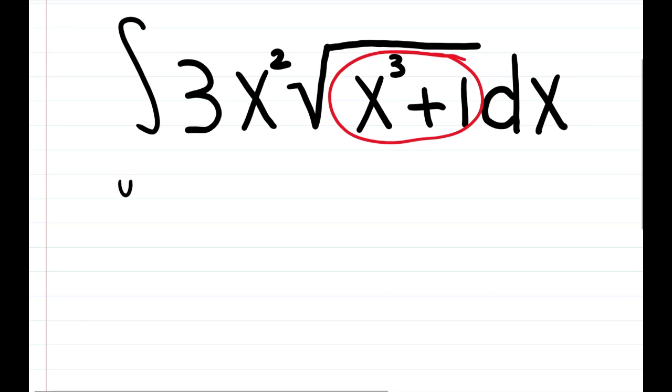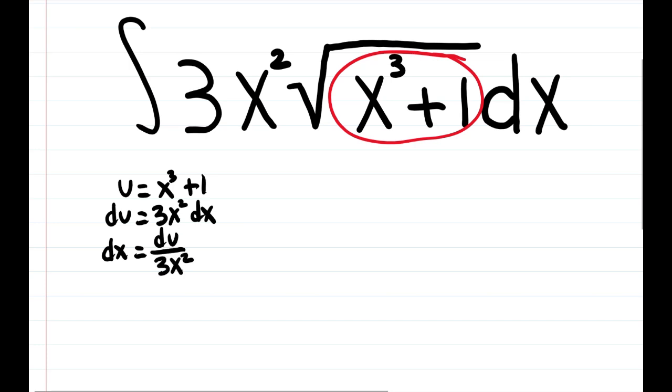So u is equal to x cubed plus 1. Next, let's find the derivative of u. So du is equal to 3x squared dx. And the next step is to solve for dx so we can plug it back in to our original integral. dx is equal to du over 3x squared.